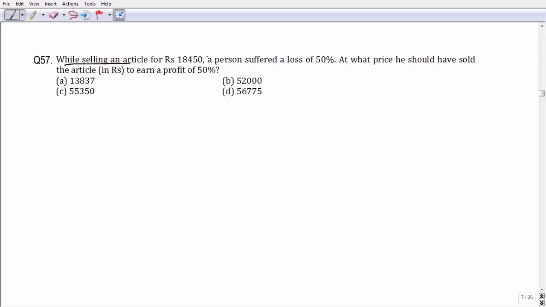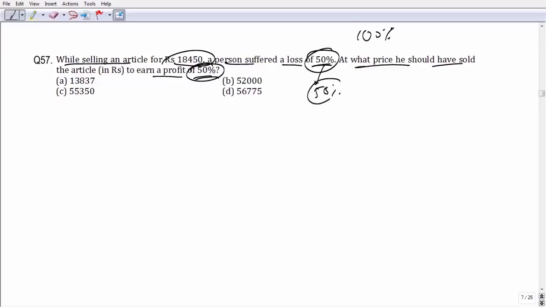It says that while selling an article at rupees 18,450, a person suffered a loss of 50%. So at what price should he sell the article in order to earn a profit of 50%? Now, if my 50% is my loss, then we can say that if we assume 100% to be the cost price, then 50% would be my selling price.